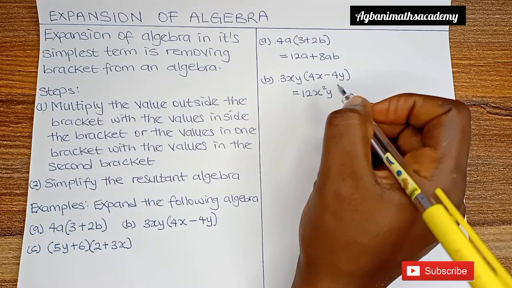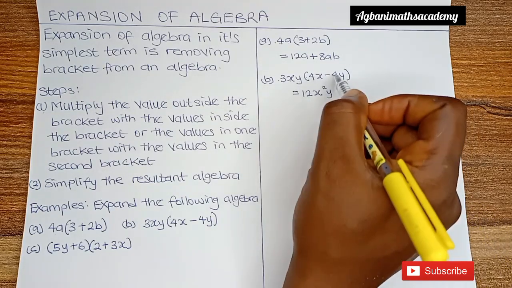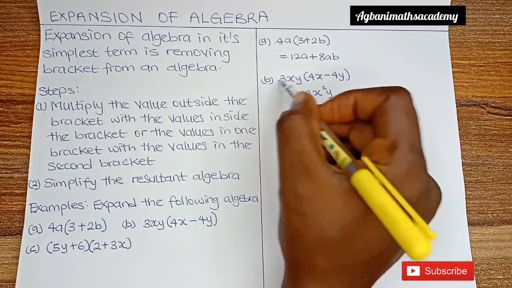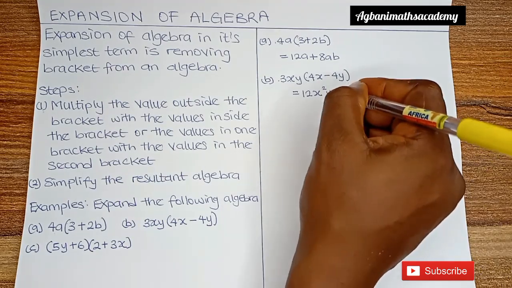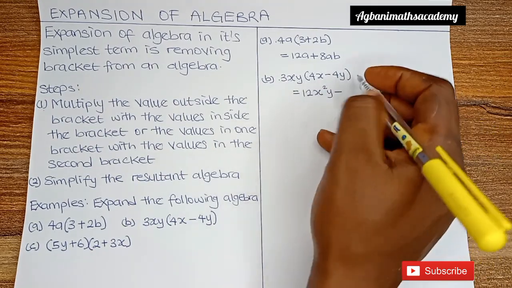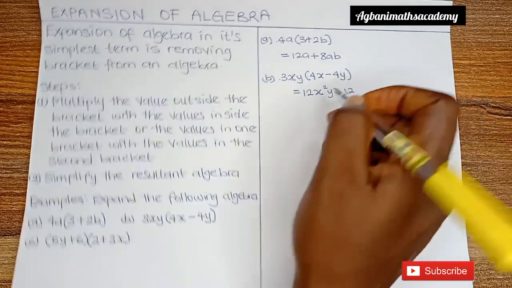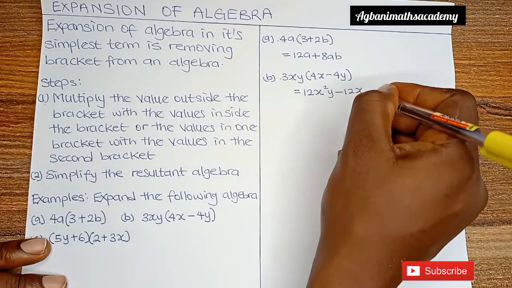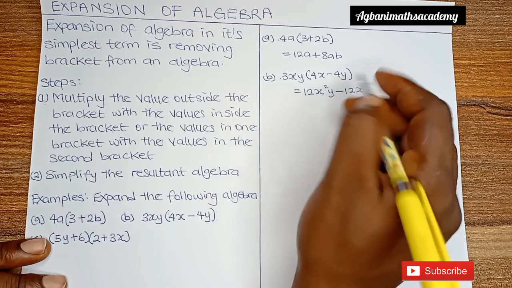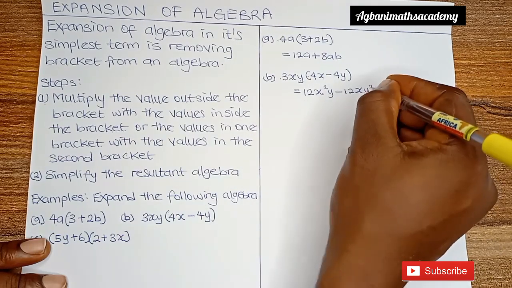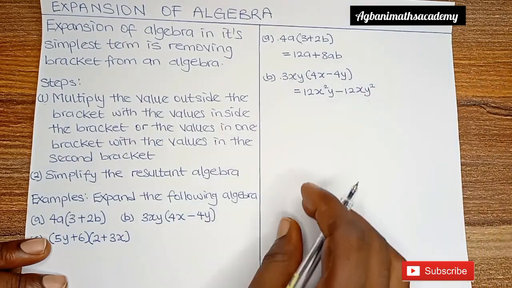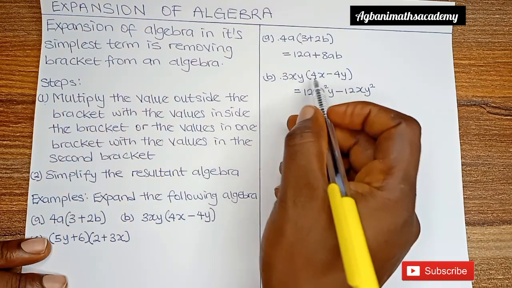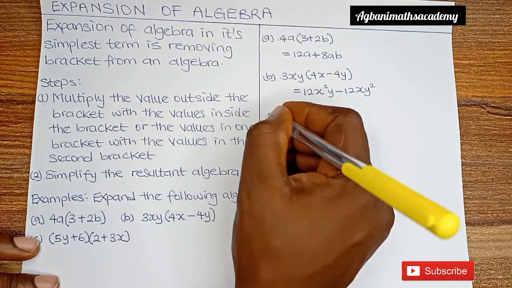Next, we are done with this, so we move to this one. Plus multiplied by minus is going to give us minus. 3 multiplied by 4 is going to give us 12. x multiplied by, we don't have x here, so we write x. y multiplied by y is going to give us y squared. So this is a simple way of expanding this algebra. Let's look at the third one.